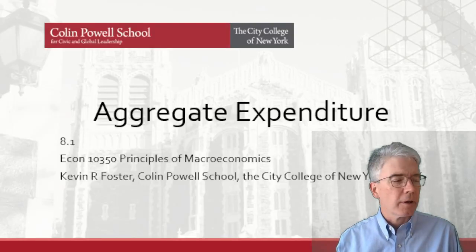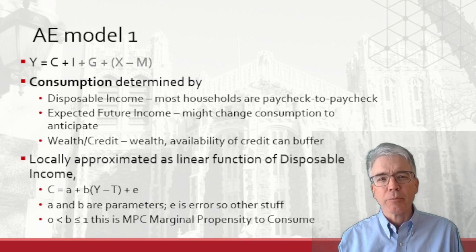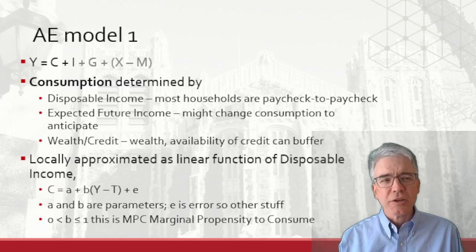We'll go deeper on aggregate expenditure. In our aggregate expenditure model, we keep hitting this equation: Y equals C plus I plus G plus X minus M. Now here I put G, X, and M in gray, because for now we're going to set those equal to 0, just to keep it really simple to start.